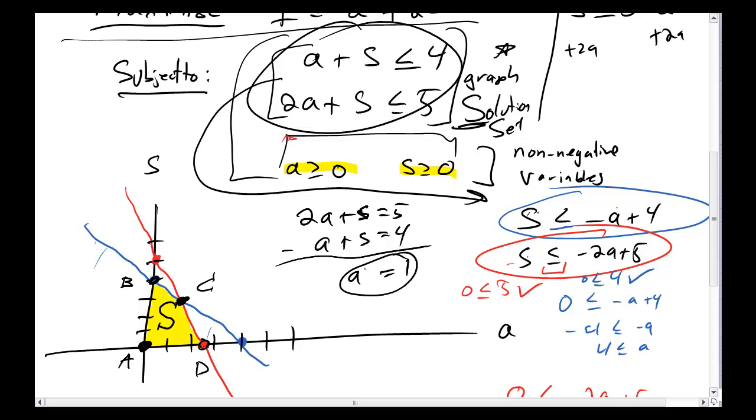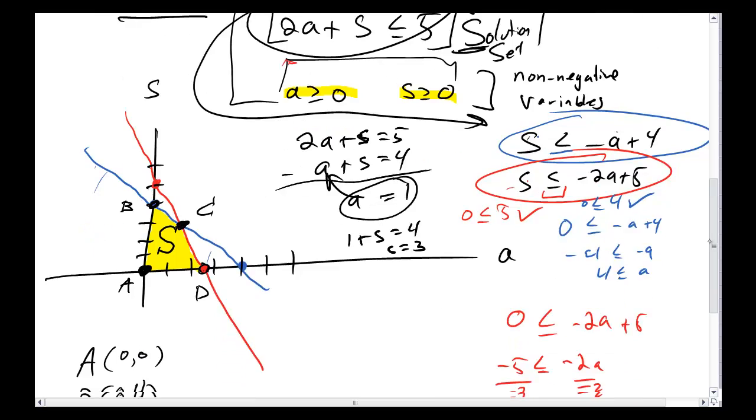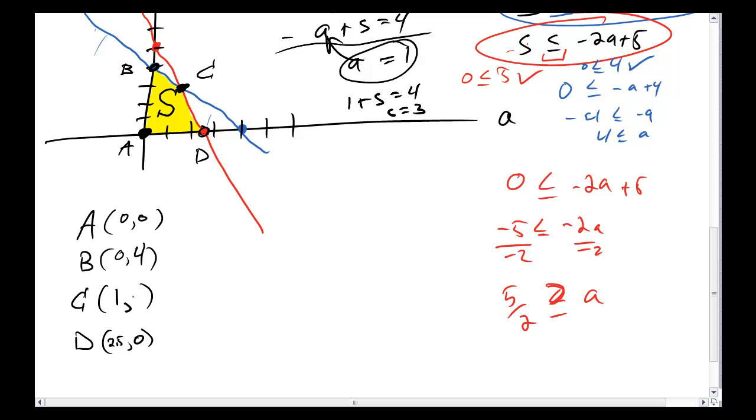I take this and plug it back into one of these equations. 1 plus s equals 4. That tells me s equals 3. So now I know my coordinate points for C. It's at the point 1, 3. And I'm almost a good enough artist you could have gotten that off the graph. Not quite. My a-axis is a little bit funky.